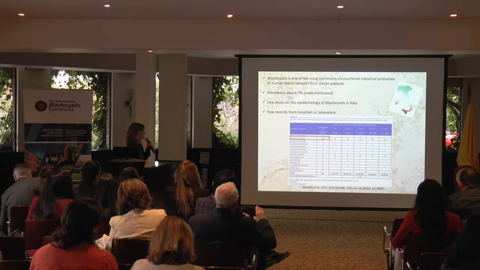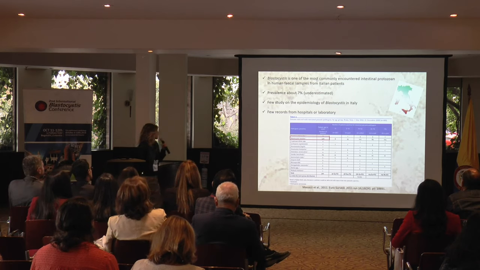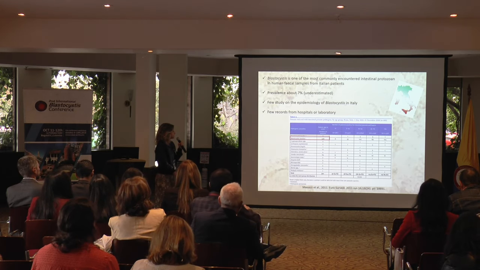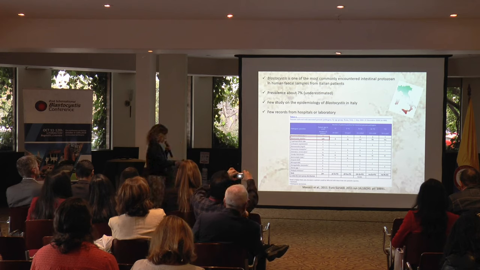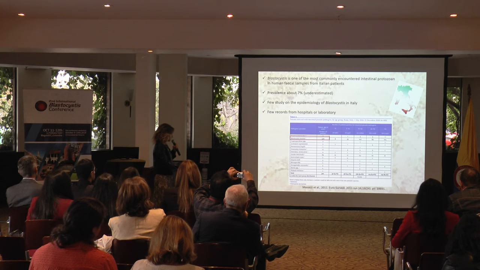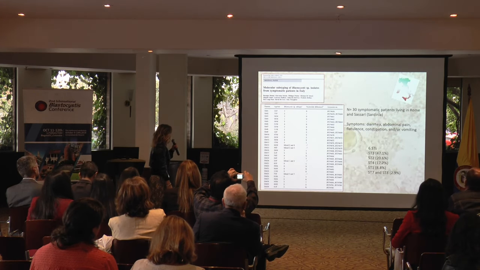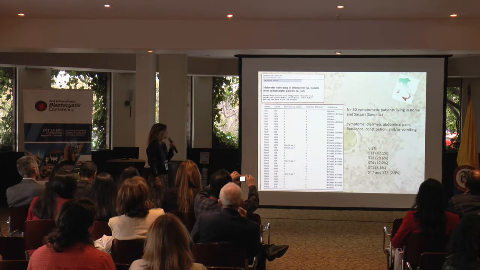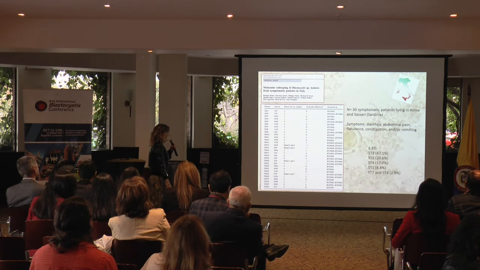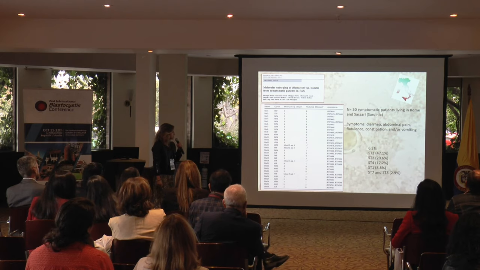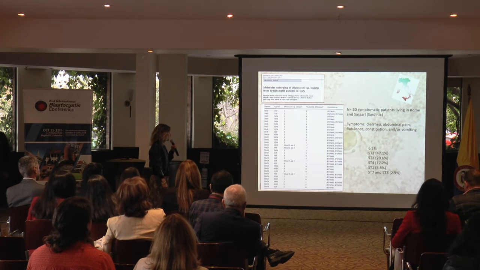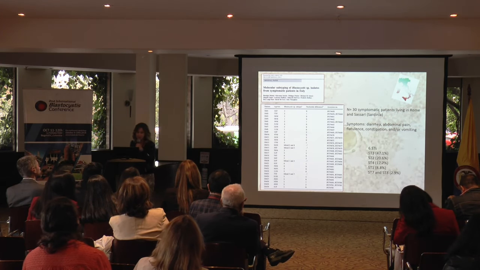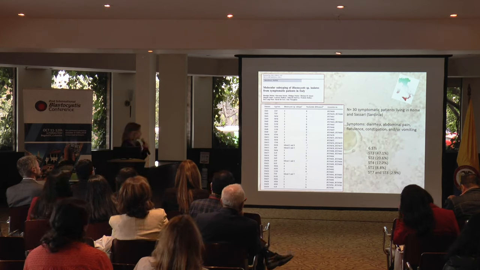We have about 7% prevalence of this protist in Italy. But we don't have many studies published on this topic, and only a few records from hospitals. So this is the first study published on Blastocystis in Italy. It was done by the group of Professor Viscogliosi, and they found about six subtypes in 30 symptomatic patients. They found subtypes 3, 2, 4, 1, 7, and 8 with different prevalence values.